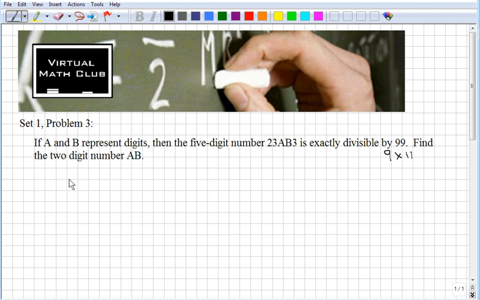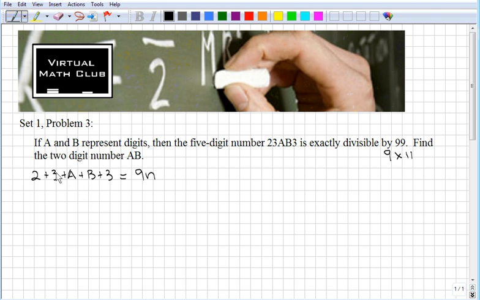And if you know your divisibility rules, you know that if this number is divisible by 9, then the sum of the digits has to be a multiple of 9. So we can write 2 plus 3 plus a plus b plus 3 is equal to some number times n. We'll write it as 9n, where n is an integer.